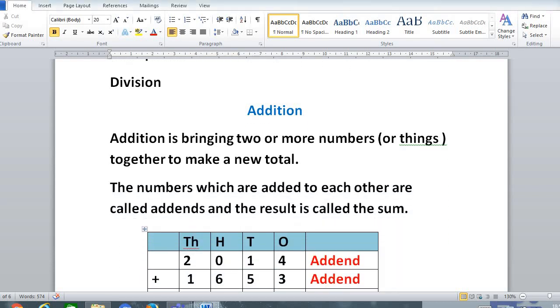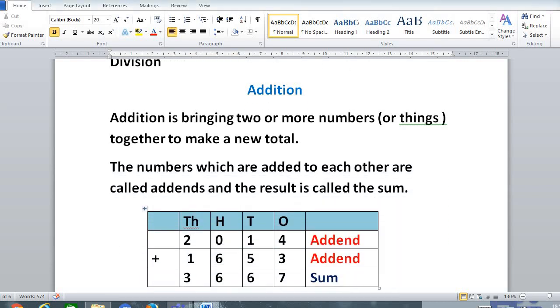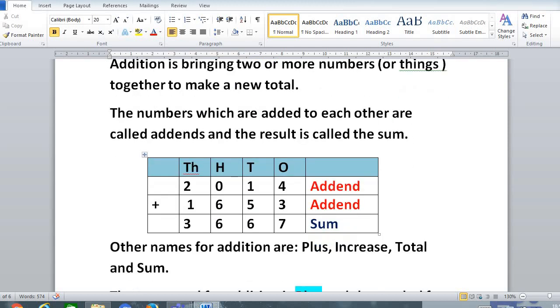Addition is bringing two or more numbers or things together to make a new total. The numbers which are added to each other are called addends and the result is called the sum. Look at this example. The first number is 2014 plus 1653. So 2014 is an addend and 1653 is also an addend. So here we are adding these two numbers.